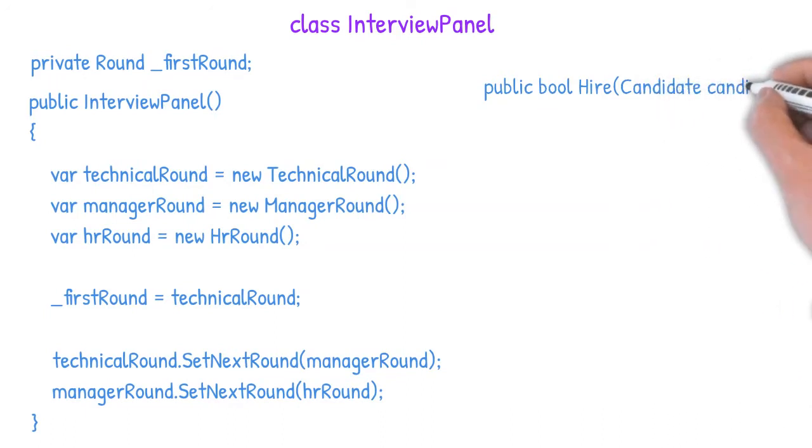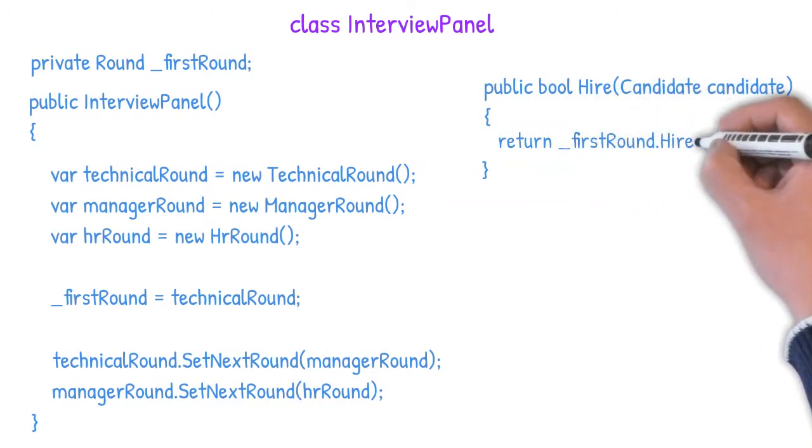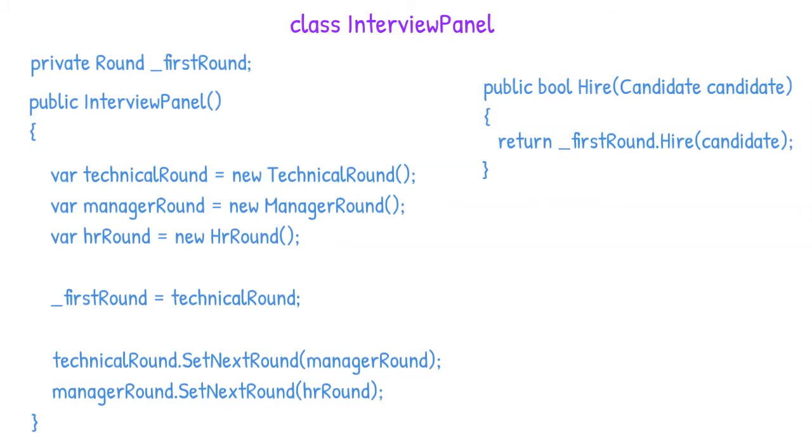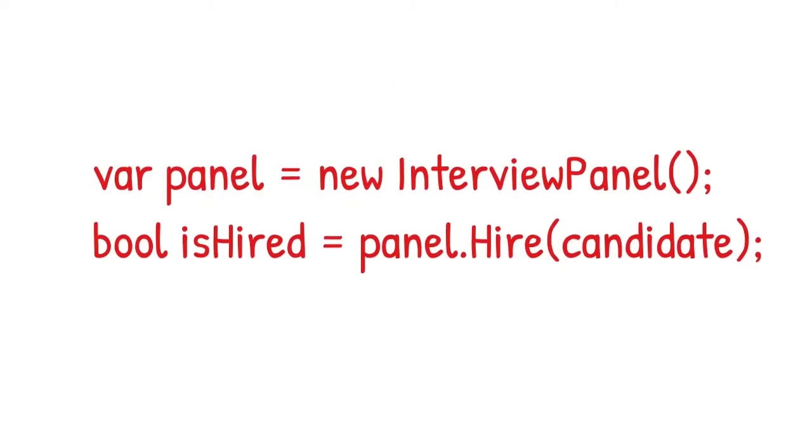Now once the chaining is formed, it will also provide a public method hire, or it could be named start, and this method will just execute the first round, and internally each round will pass the candidate to the next round. And see, now as a consumer you just need to create the interview panel and call panel.hire, and the panel will take care of executing each and every round in a sequence. Bingo! Hope you have understood how we solved the problem.